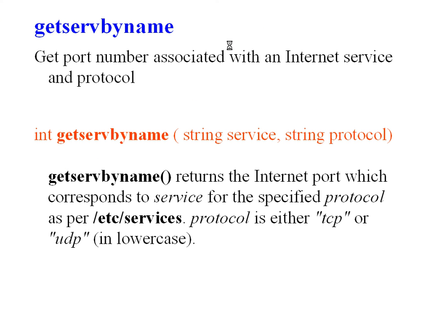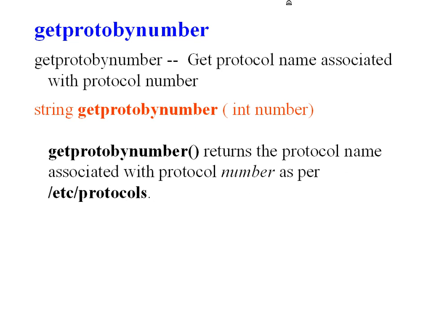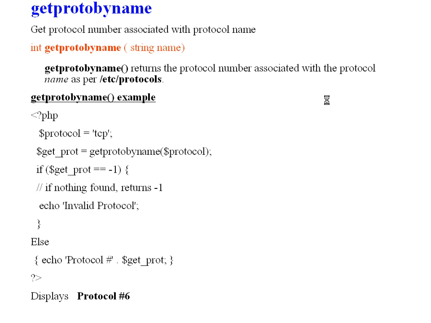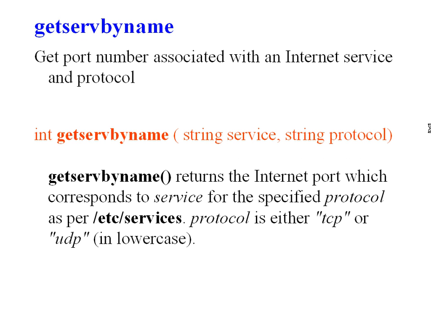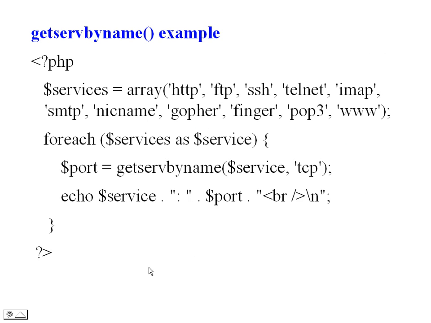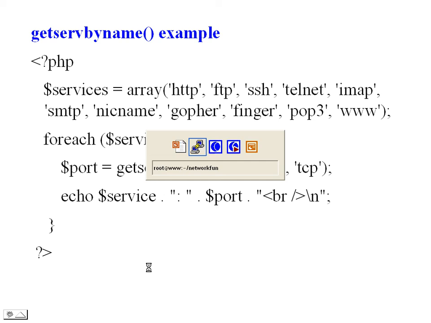Next one is getservbyname. Get the port number associated with an internet service and protocol. That means it accepts two arguments. The first one is service and the second one is protocol. It returns the port number at which that protocol is serving. The following example will demonstrate the list of services and at which port each service is accepting.